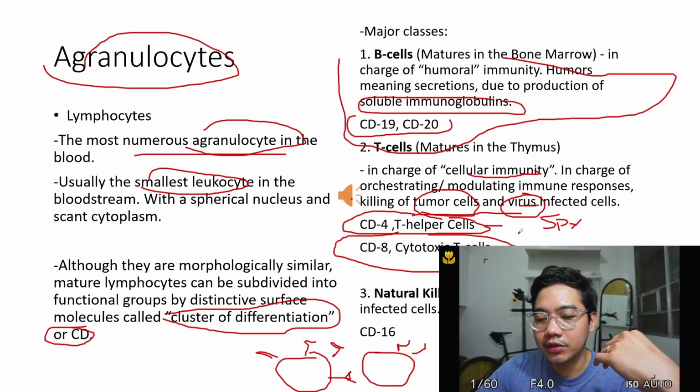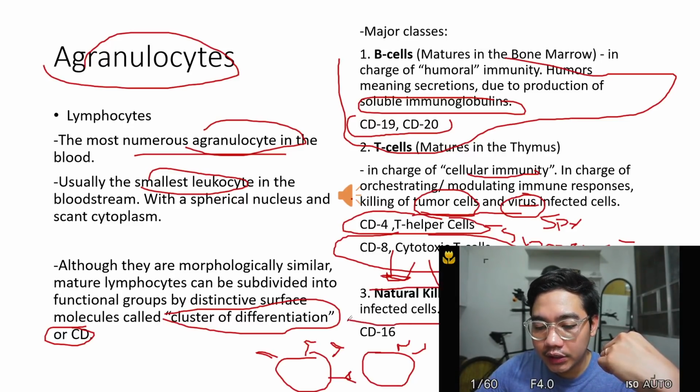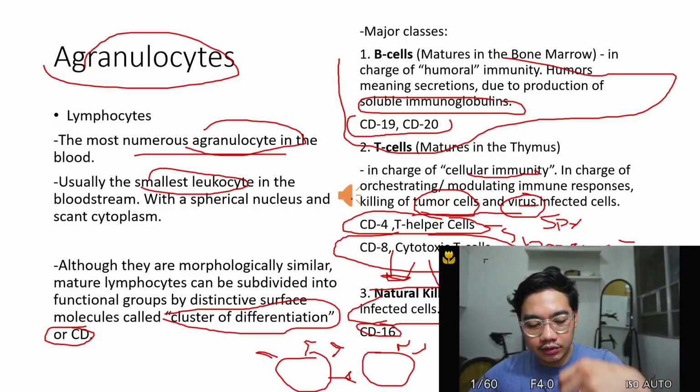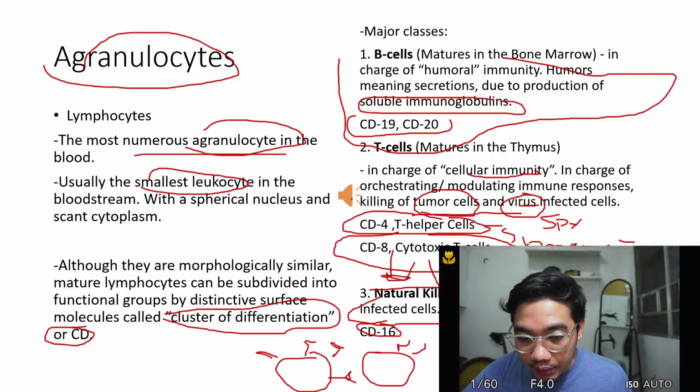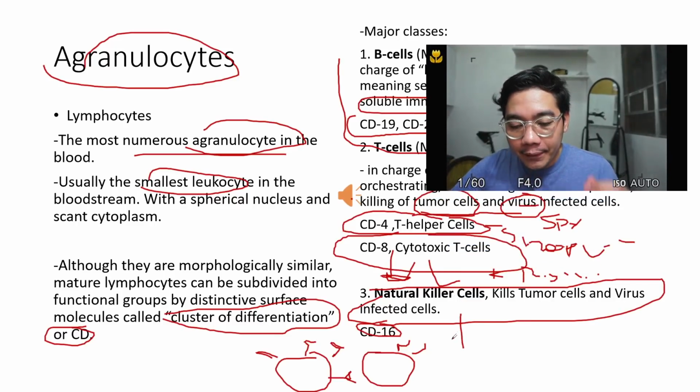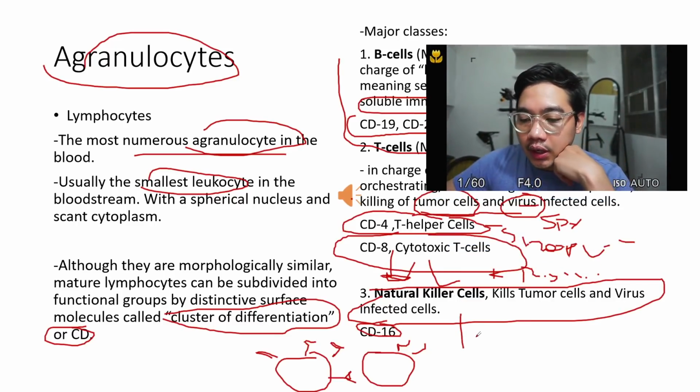So your T helper cells are the ones that modulate or initiate inflammation. Your cytotoxic cells, they directly kill tumor cells, no? And virus infected cells. They have the same action, more or less, with your natural killer cells. But your natural killer cells, CD16, are not seen anymore. Your natural killer cells, no?